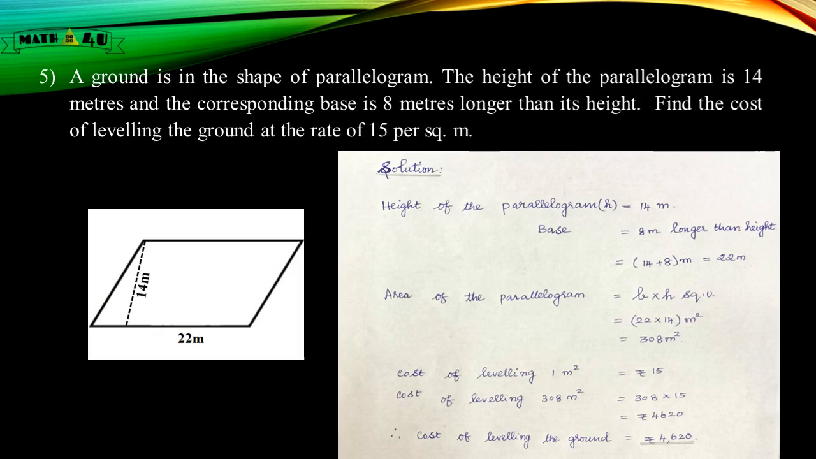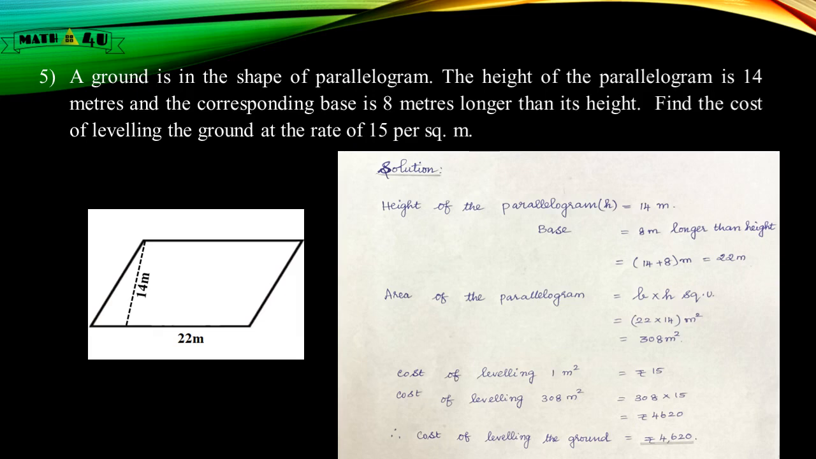Height of the parallelogram is equal to 14 meter. Base is equal to 8 meter longer than height. That is equal to 14 plus 8, which is equal to 22 meter. Area of the parallelogram is equal to base into height square units. That is equal to 22 into 14 meter square, which is equal to 308 meter square.